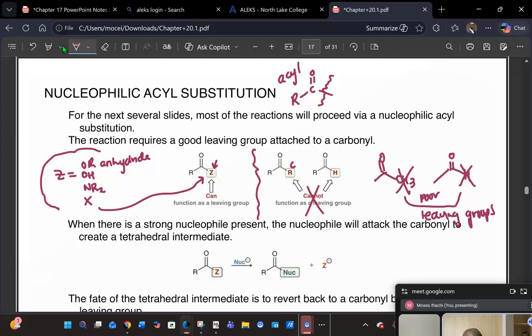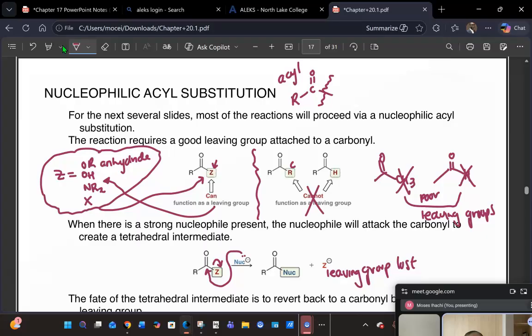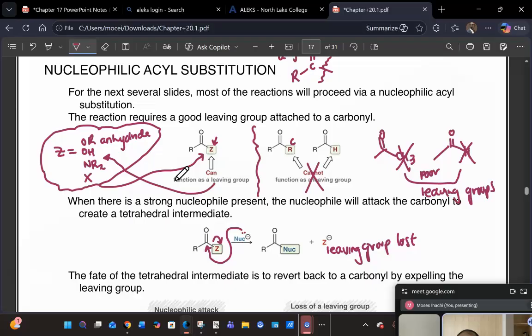And these are the many mechanisms you are talking about. Those are the leaving groups. So generally you want a nucleophile. This is not a full mechanism. You want a nucleophile kicking out the Z, the leaving group, to be lost. And that is what you are talking about, nucleophilic acyl substitution.